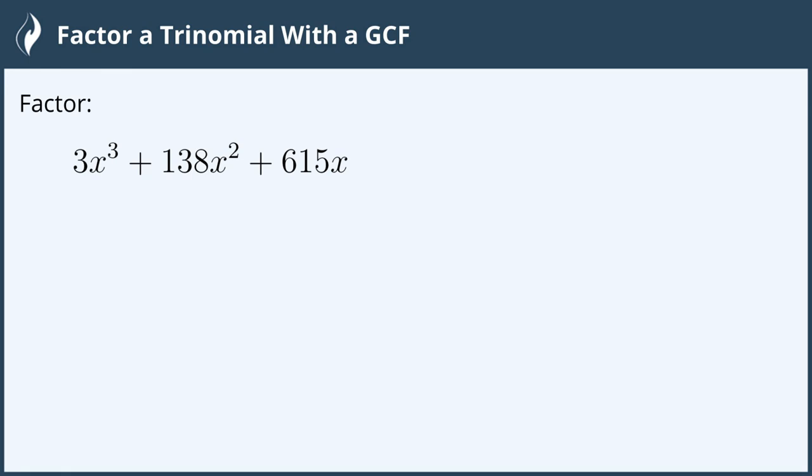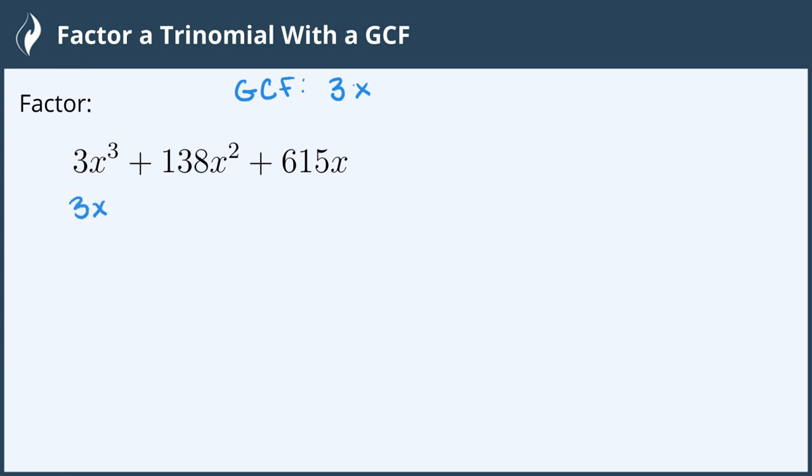Because they all have an x in common, I know that the greatest common factor will have the variable x. Now the largest number in the first term is 3, so I'm going to see if I can take a 3 out of all of these numbers, because if I can't, then I have to leave the 3 in the front. Using my calculator, 138 divided by 3 is 46, and 615 divided by 3 is 205, which means that it evenly goes into all three terms, so the greatest common factor is 3x.